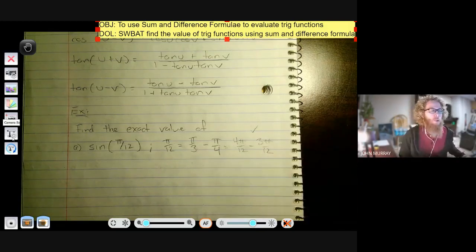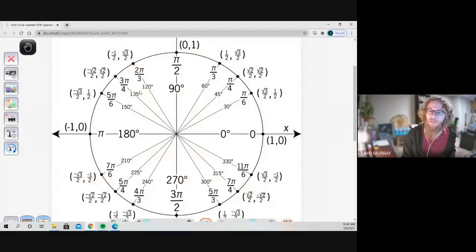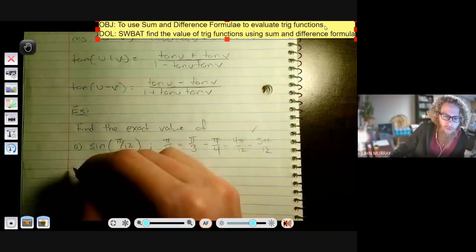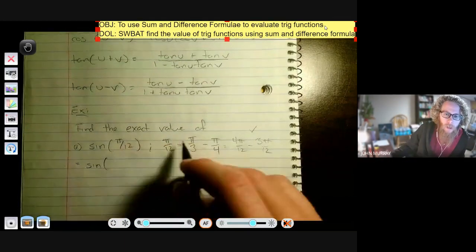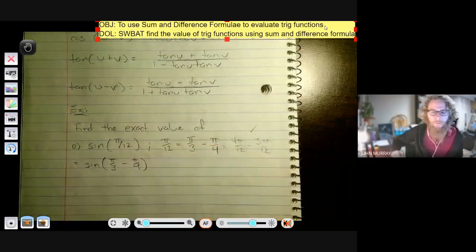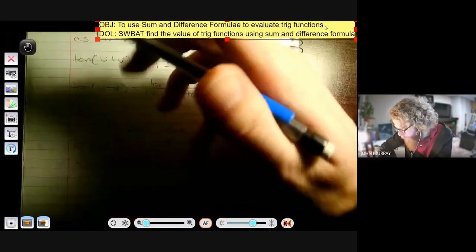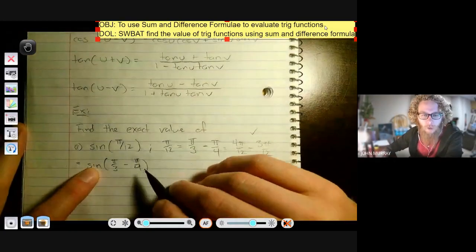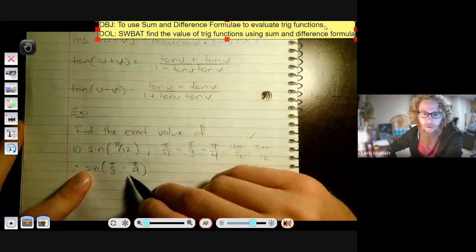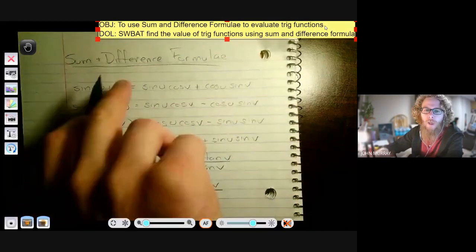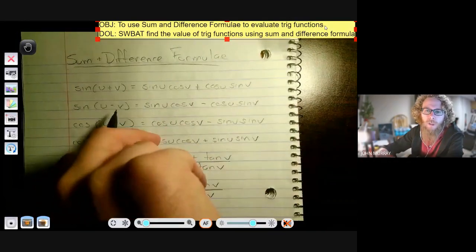I picked pi over 3 and pi over 4 because those are, in fact, on the unit circle. So we can find exact values if we'd like. But first, I'm going to rewrite this. I'm going to say that this is equal to the sine of pi over 3 minus pi over 4. So I can rewrite this expression as this, and then I can use my sum and difference formula. In this case, the difference formula.